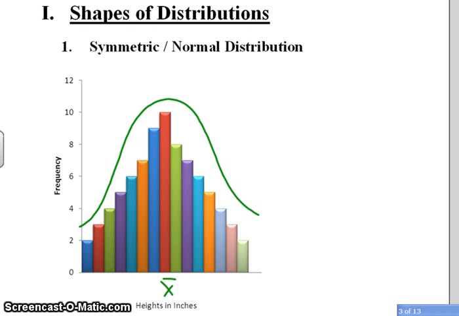This general shape is called the bell curve, or a bell-shaped curve of the histogram. This is our symmetric or normal shape distribution. As you can see, this distribution is higher in the center and it slopes off on both sides. These sides are called the tails.